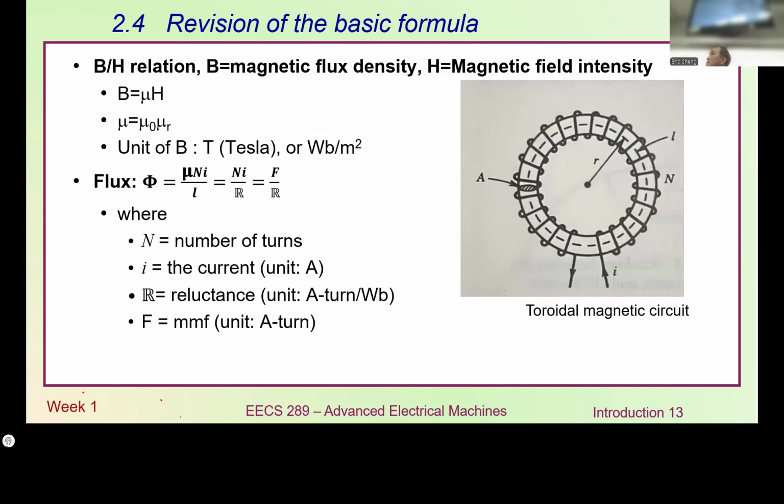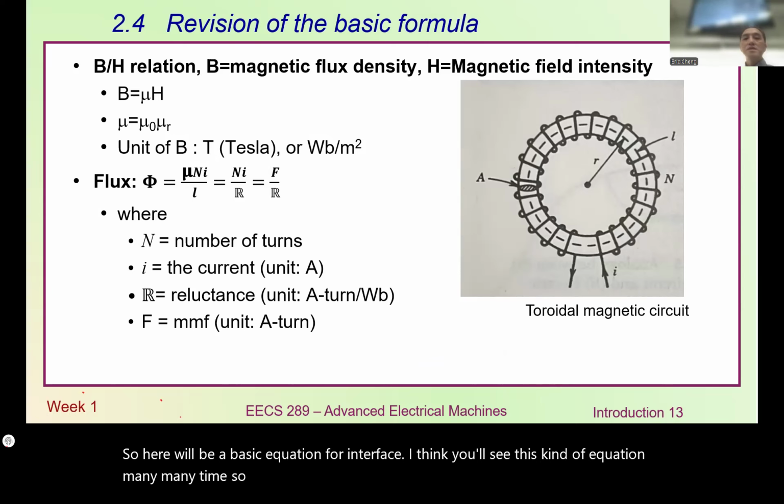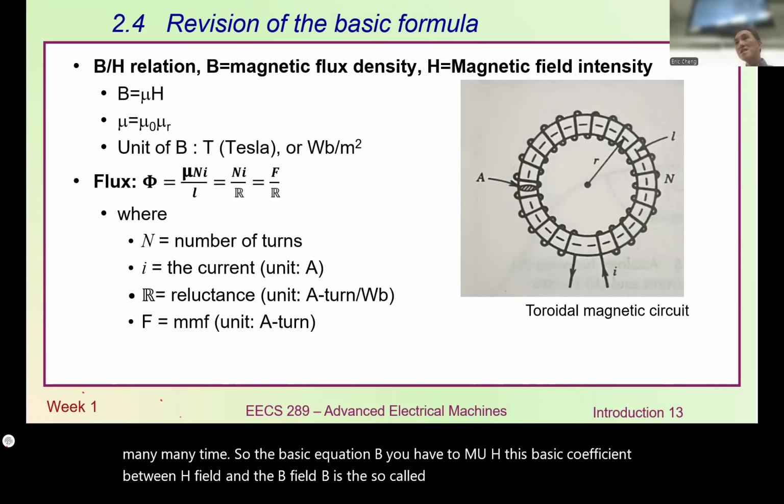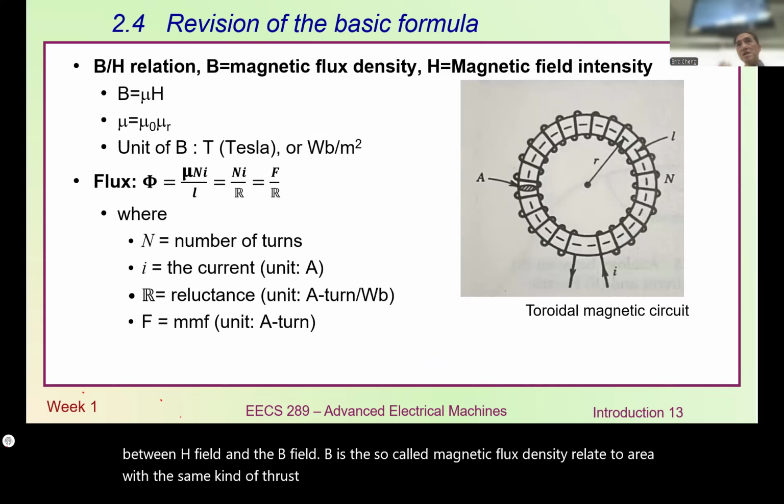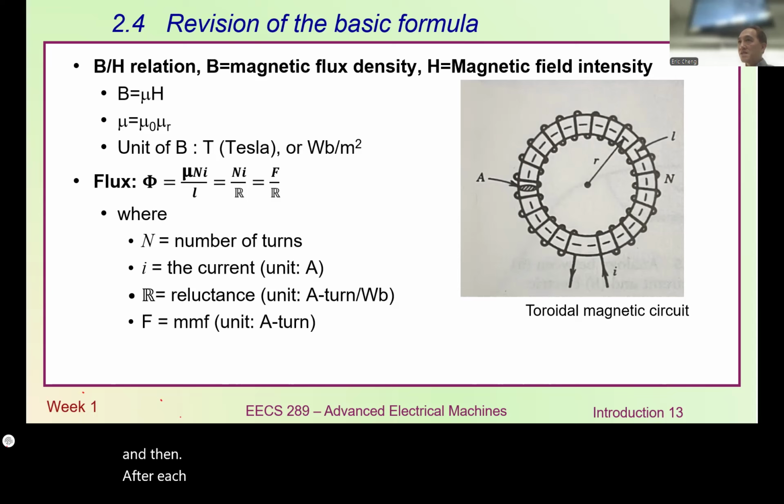Here would be a basic equation for the inductor. I think you have seen this kind of equation many times. The basic equation B equals mu H, this basic correlation between the H field and the B field. B is the so-called magnetic flux density, related to area. If the same flux passes through a certain area, we can modify it by varying the area. And then another term is the H field, the magnetic field intensity.